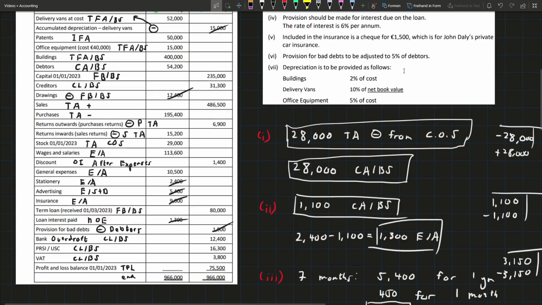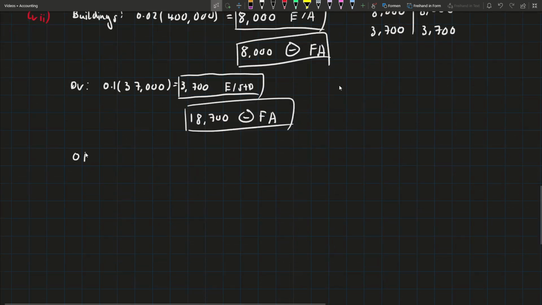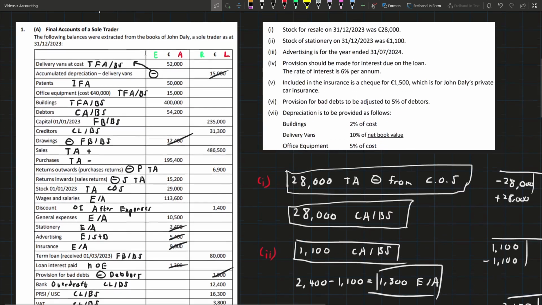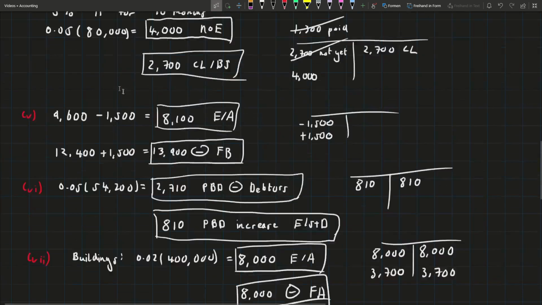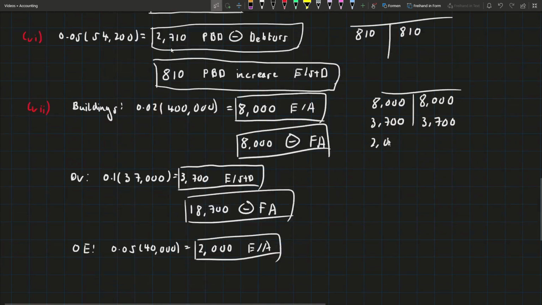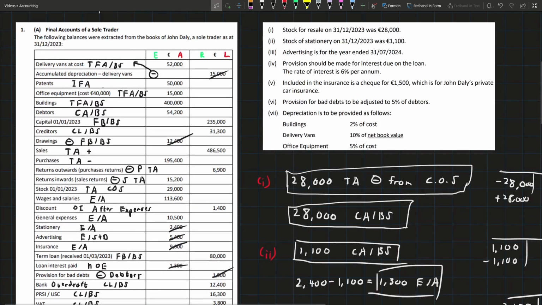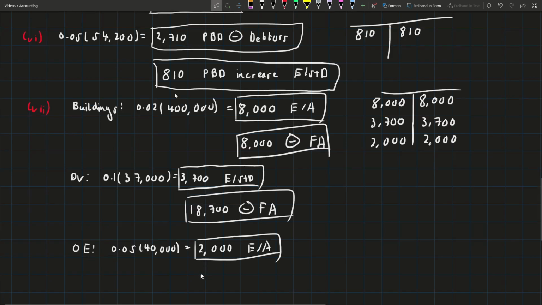And then finally, office equipment is 5% of cost. Cost is 40,000, so we have 0.05 times 40,000. I think that's 2,000, but I'll do it into the calc just in case. Calc's short for calculator, by the way, I'm just using slang. 2,000, that's for this year. So it goes in as an admin expense. We also need to add 2,000 on the right-hand side, and as you can see, how much depreciation do we already have? Well, we have 25,000 already, so we add 25,000 and 2,000 gives us 27,000 as our minus from our fixed asset.